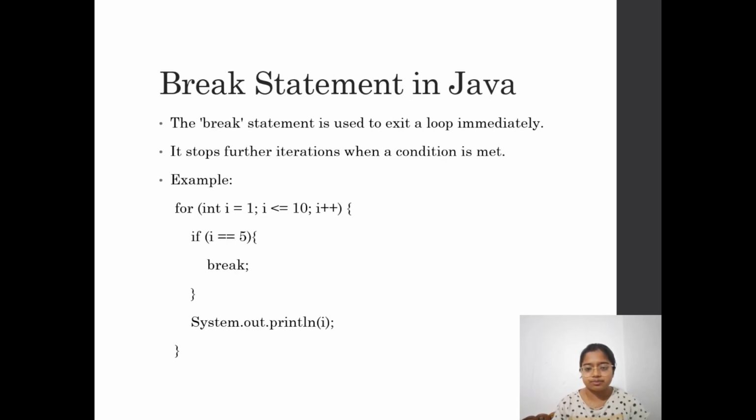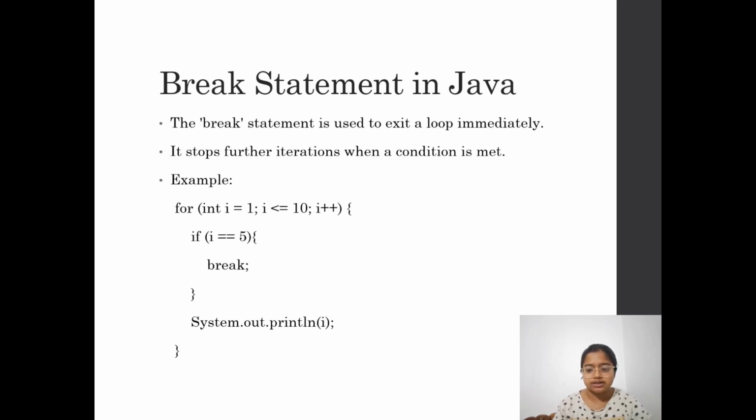Let's start with break. The break statement is used to terminate a loop immediately when a specific condition is met. Let us see an example. Look at this code here. If i equals 5, that is, whenever this condition is met, the break statement is executed. When i reaches 5, the loop stops completely and the numbers 6 to 10 are never printed. The output for this will be 1, 2, 3, and 4.